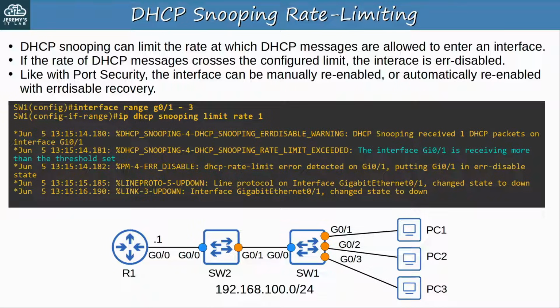And that's what happened. These log messages show that G0/1 received more DHCP messages than it's allowed to, so it was error disabled. So we could manually re-enable it, but let's look at error disable recovery again.